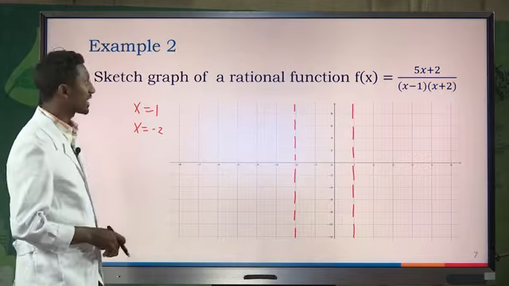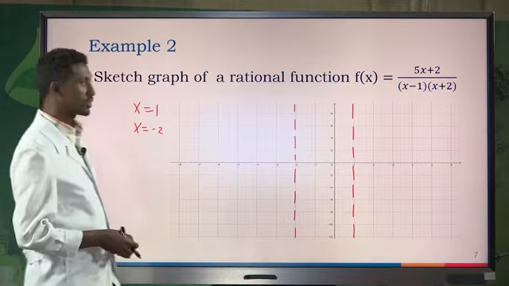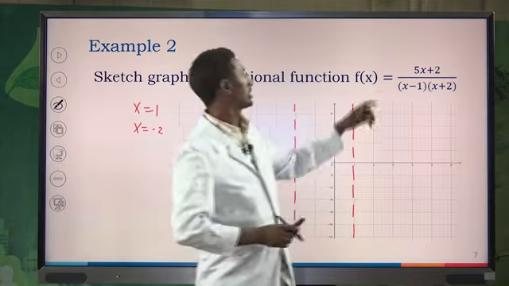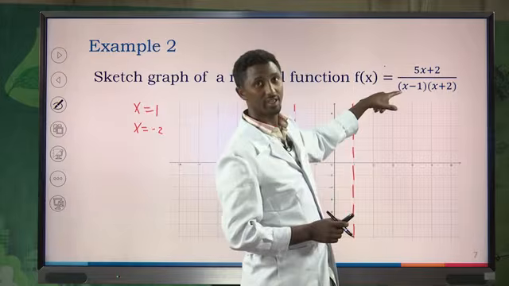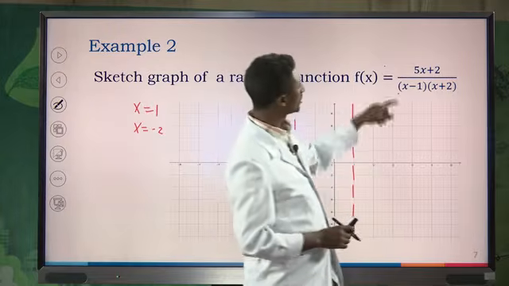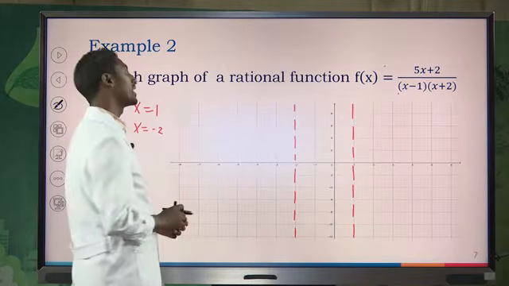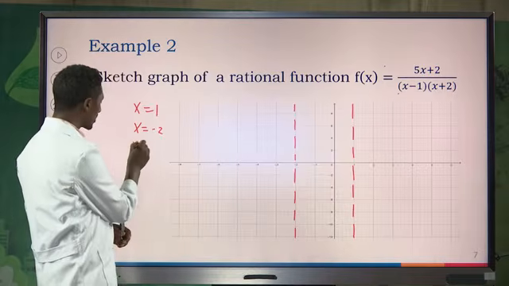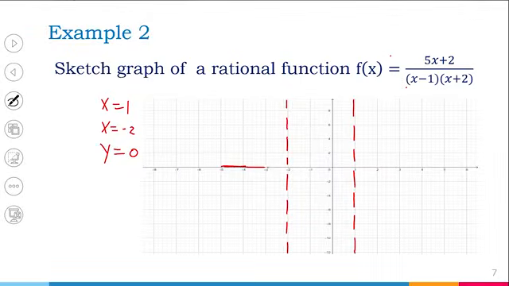So these are the vertical asymptotes, and what is the horizontal asymptote? To determine a horizontal asymptote, check the degree of the numerator and denominator. The degree of the numerator is 1 because it's linear. Here, the denominator is a product of two linear factors, so the degree of the denominator is 2. Therefore, when the degree of the denominator is greater than the degree of the numerator, the horizontal asymptote is y equals 0. So the horizontal asymptote is the horizontal line y equals 0.